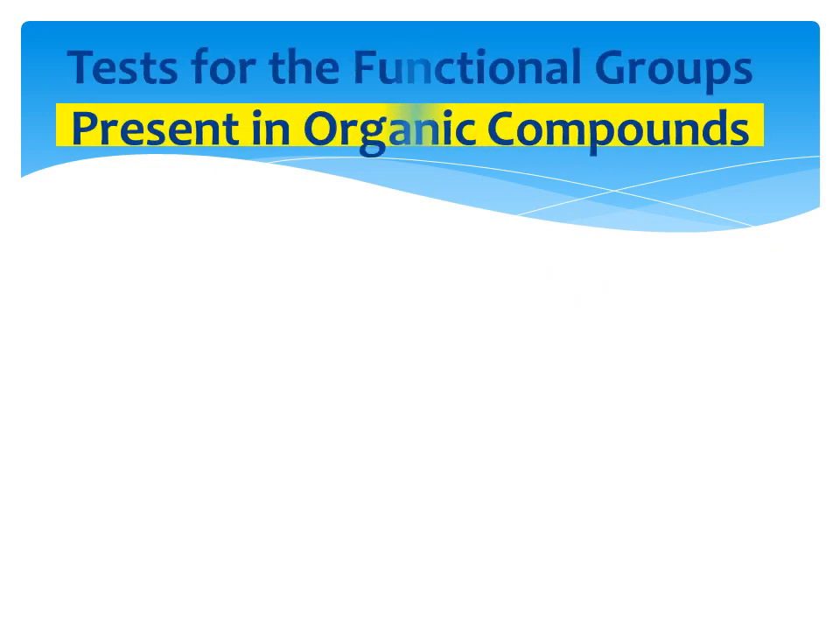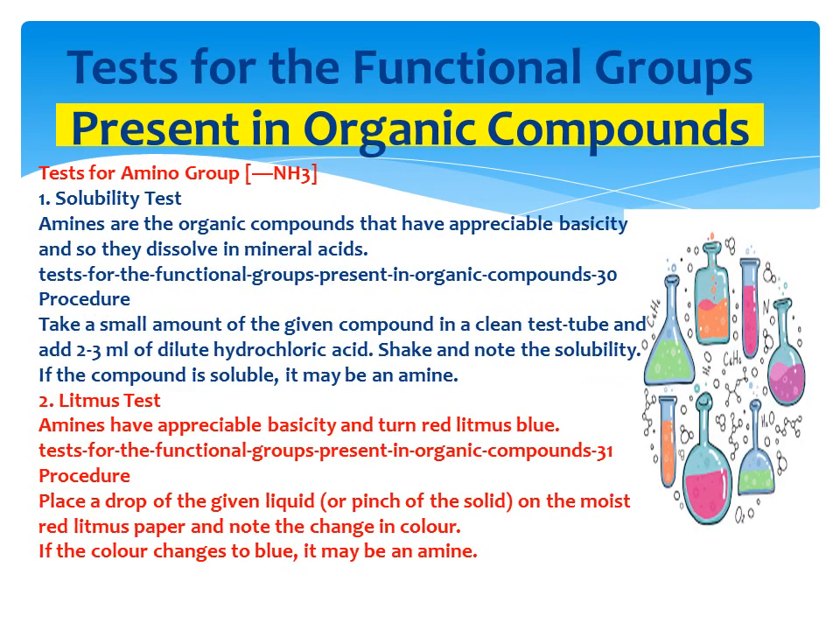Okay, the first test which you are going to use to identify the amino group is the solubility test. As amines have a basic nature, they dissolve readily in mineral acids. For this procedure, you take a small amount of the given compound in a clean test tube and add 2 or 3 ml of dilute hydrochloric acid. Shake it well and find out the solubility. If it is soluble, it means amines are present.